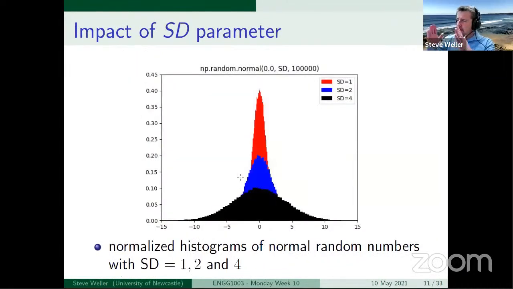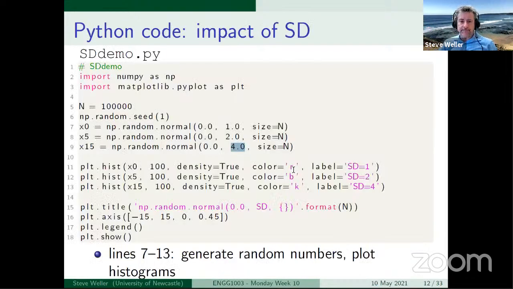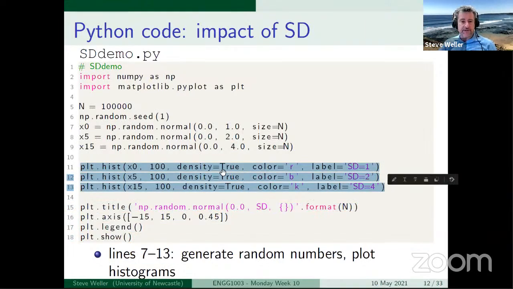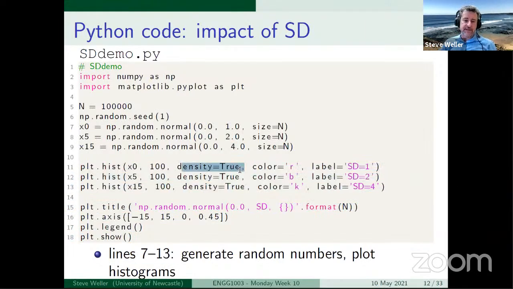The smaller the number, the smaller the spread. The bigger the number, the bigger the spread. And then in lines 11 through to 13, we plot a normalized histogram, normalized using the density equals true argument, red, blue, black, and we use labels to indicate the three colors using the legend command down here in line 17.